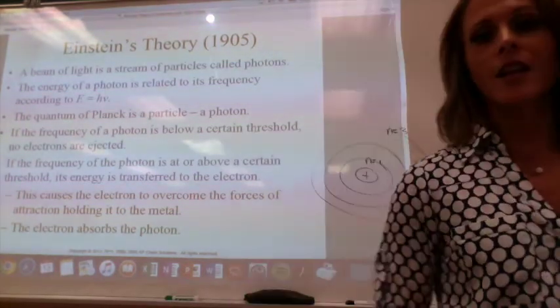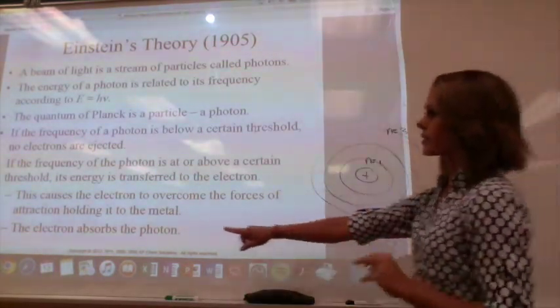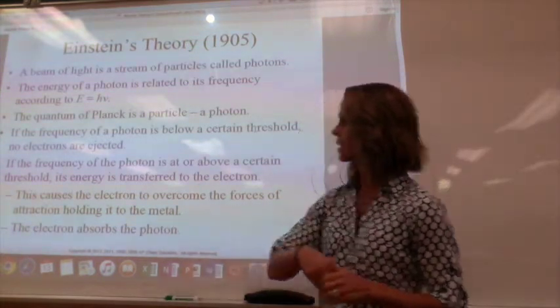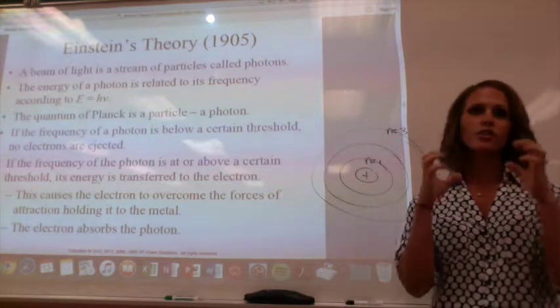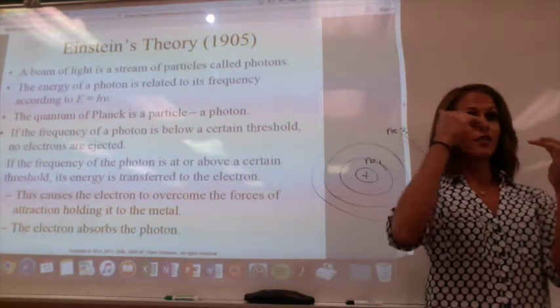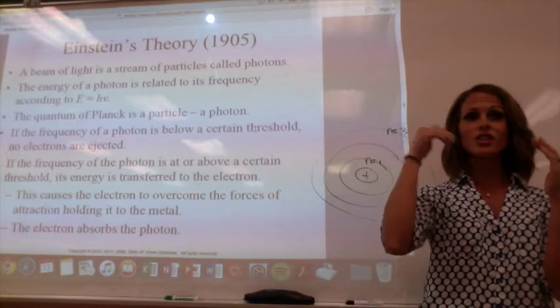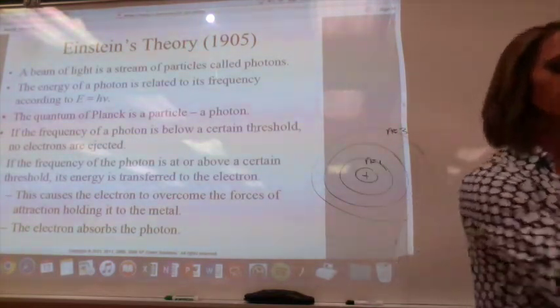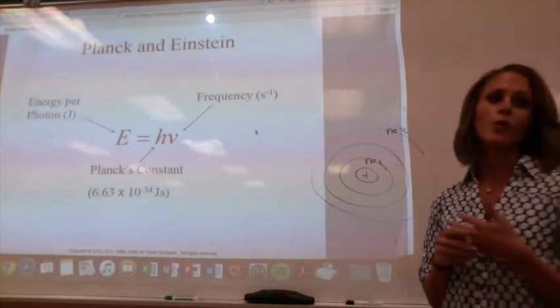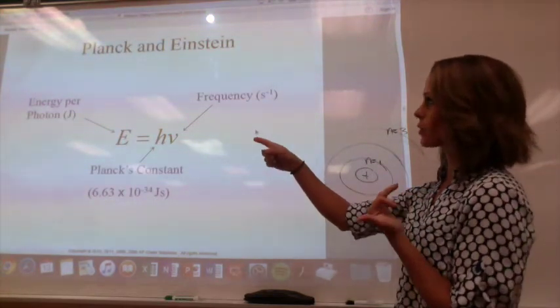So that last statement here, the electron absorbs the photon, is sort of what I was just describing. The electron that's in the atom acquires enough energy and it jumps, but that energy that it's getting from the light is considered a photon. So the energy per photon is really what we're looking for.